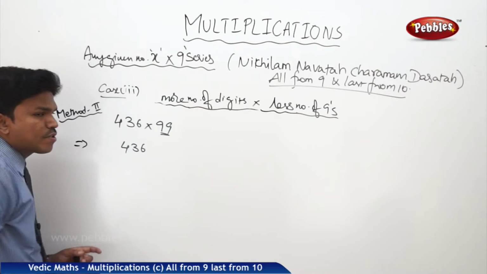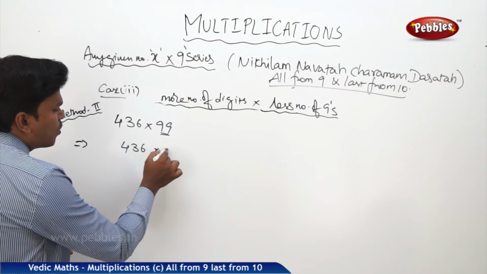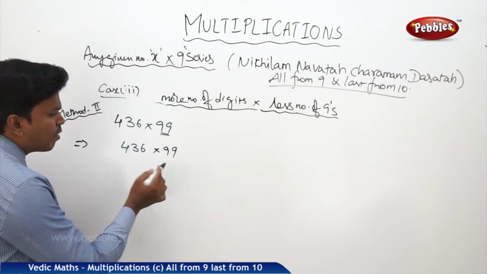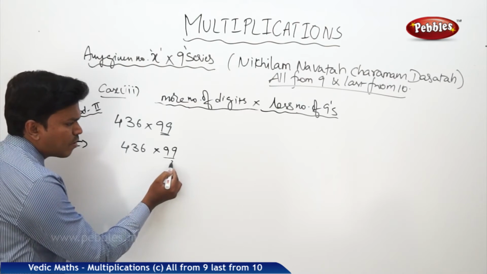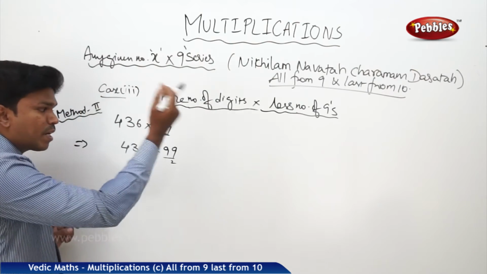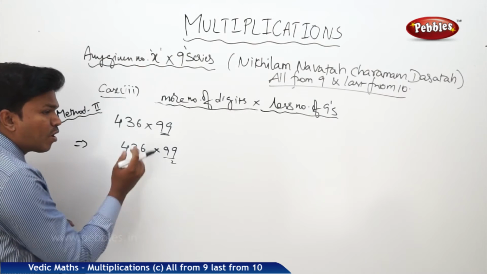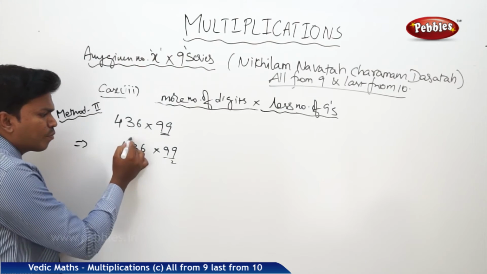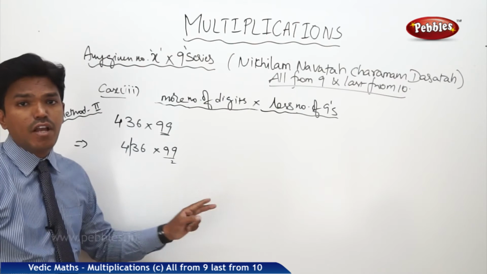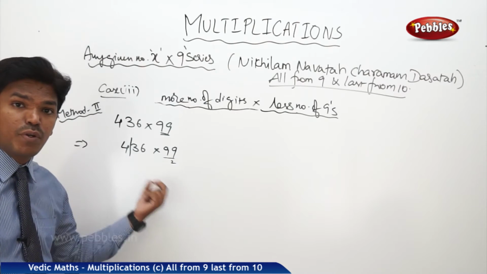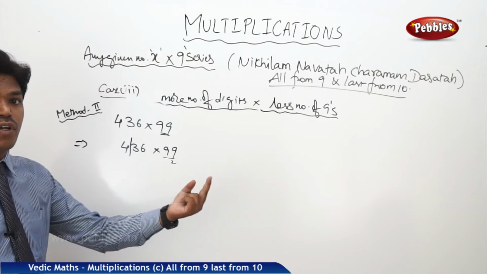2 9s. Whenever you are doing multiplication by a series of 9s, you have to check how many 9s there are. 2 9s are there. So from the right side, make a partition in the given number after 2 digits from the right. 1, 2. Since there are 2 9s, we make the partition in the number after 2 digits from the right.